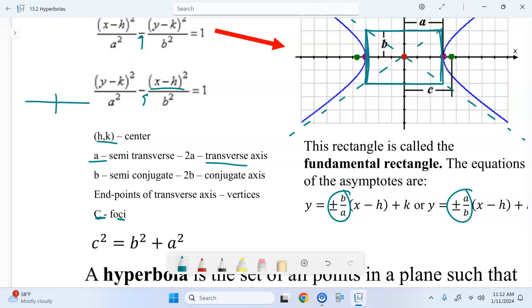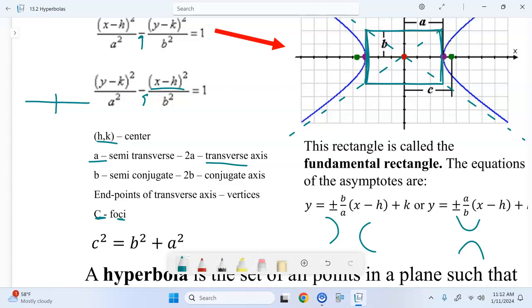And that's going to be dependent on which direction our parabola opens. If our parabola is horizontal, it's b over a. If our parabola is vertical, it's a over b. That's the only difference. And if you forget which one it's going to be, I'll show you how we can use the fundamental triangle to figure that out. Okay? Or I'm sorry, fundamental rectangle.